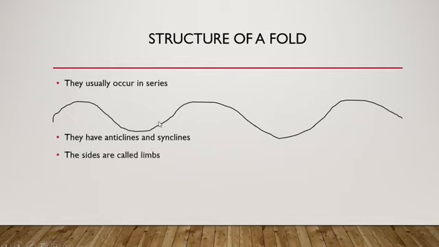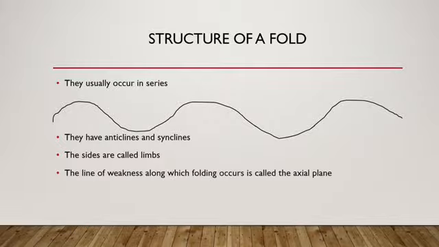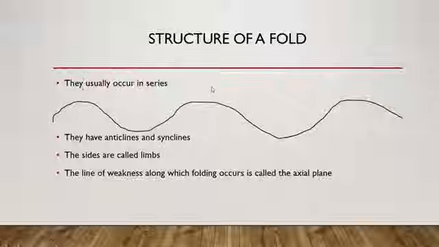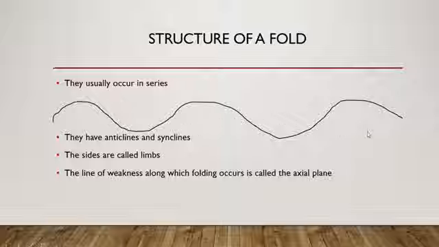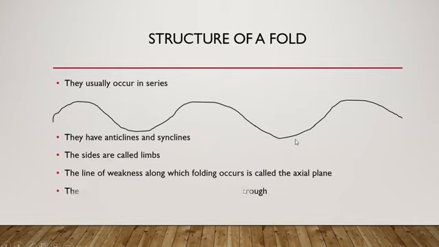Very good. We also have a line of weakness where the folding occurs, and that line of weakness where the folding occurs is what we call the axial plane. So in this case it can be here, and one thing you need to understand is that the axial plane does not always assume the same position. It may be vertical, it may be lateral, or it may be horizontal, depending on the force acting on the rock layer.